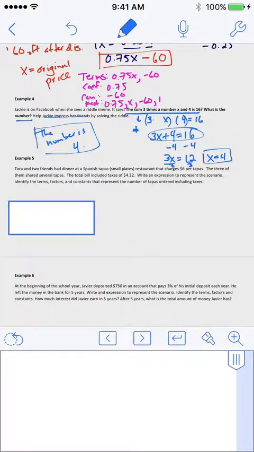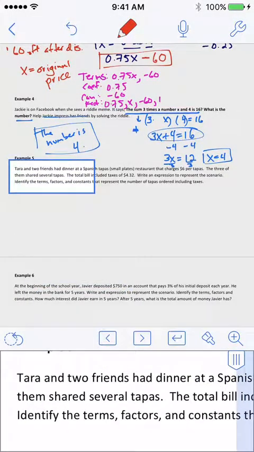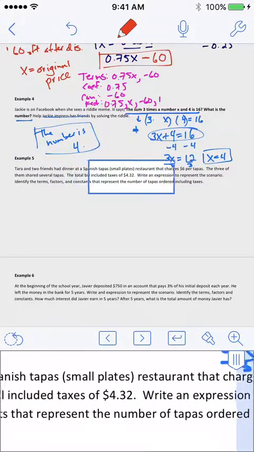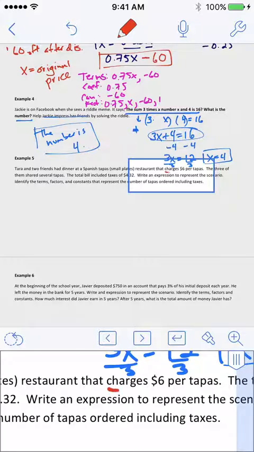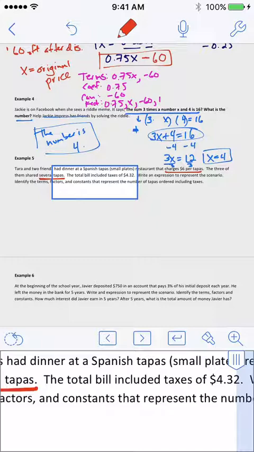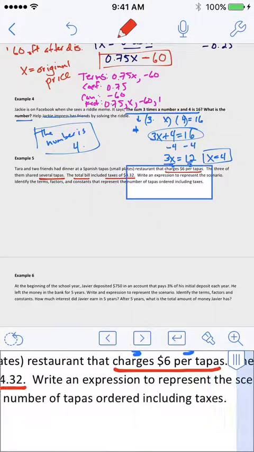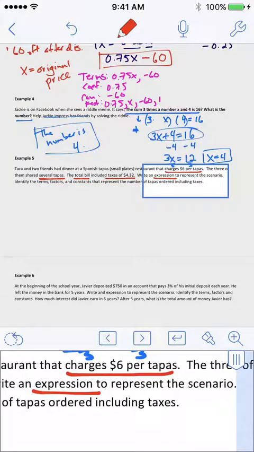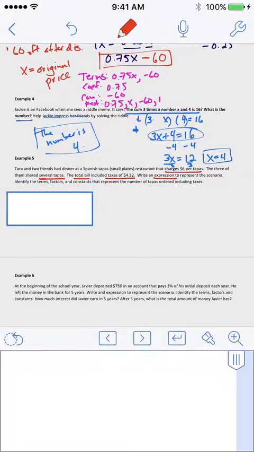Alrighty, I hope you tried this out yourself. Let's try this together now. So I'll start by underlining. Tara and her 2 friends had dinner at a Spanish tapas place. Well, that's awesome. That's not really important. What is important is that they charge $6 per tapas. And yes, it's per tapas. The 3 of them shared several tapas. Several. That sounds important. It's not actually a number, but it could be an important word. The total bill included taxes of $4.32. And they want me to write an expression to represent the scenario. And then they want me to do the stuff on the bottom here.